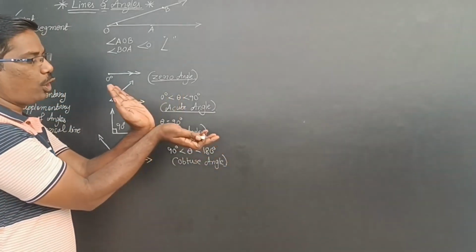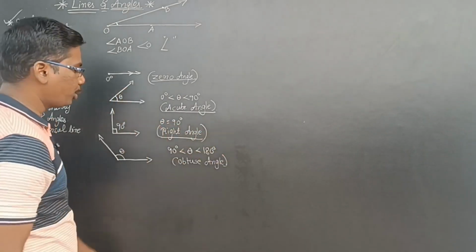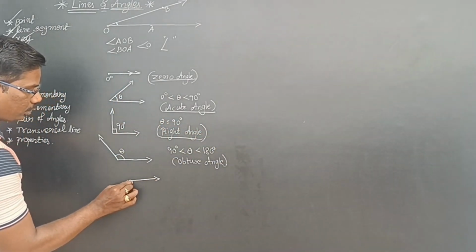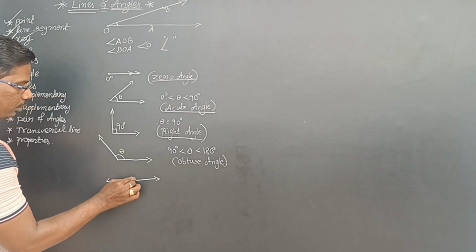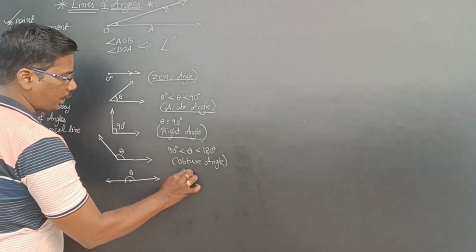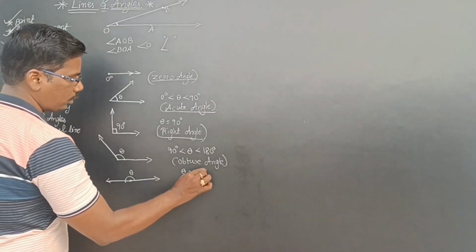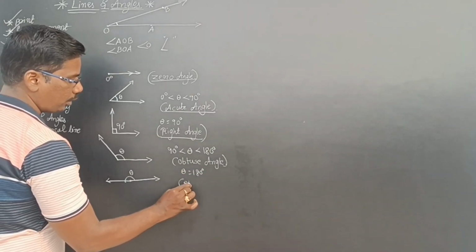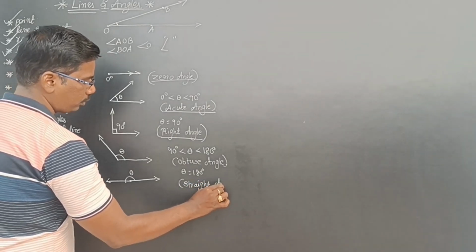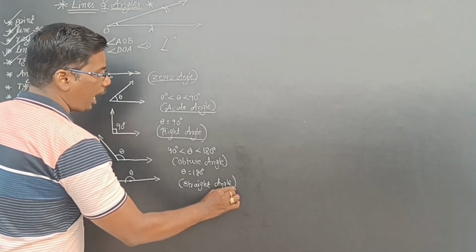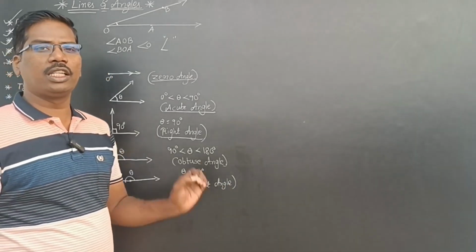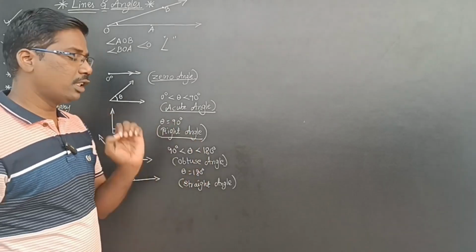Now still I am moving, so opposite direction. Both rays are in opposite directions. See here, this one and this one. This is the angle. Means what can we say? Theta is equal to 180 degrees. So we can say that is straight angle. If the angle between two rays is 180 degrees, then that is called straight angle.